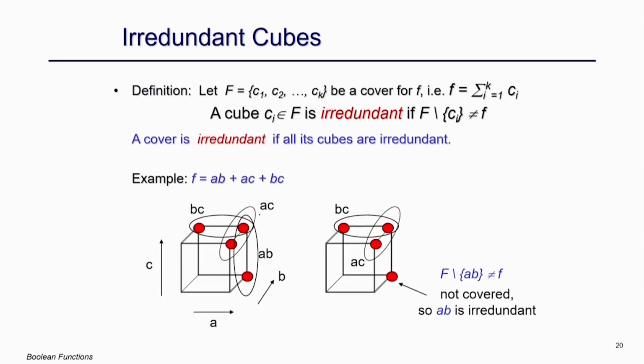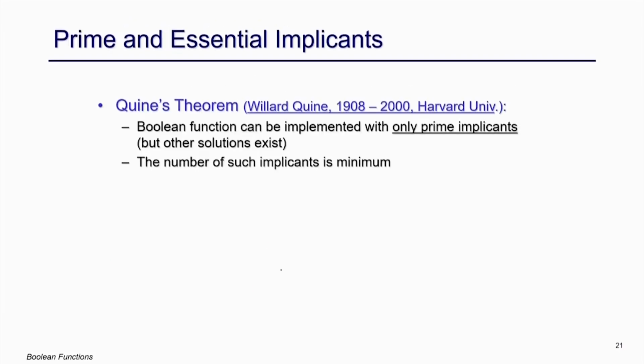So this is what is talked about here, this prime implicant. It is given by this theorem that a Boolean function can be implemented using only the prime implicants, right. That is what I just talked about, and the number of such implicants is minimum. So we can always have a minimum number of prime implicants that can represent a Boolean function, right. That is what we are going to do.